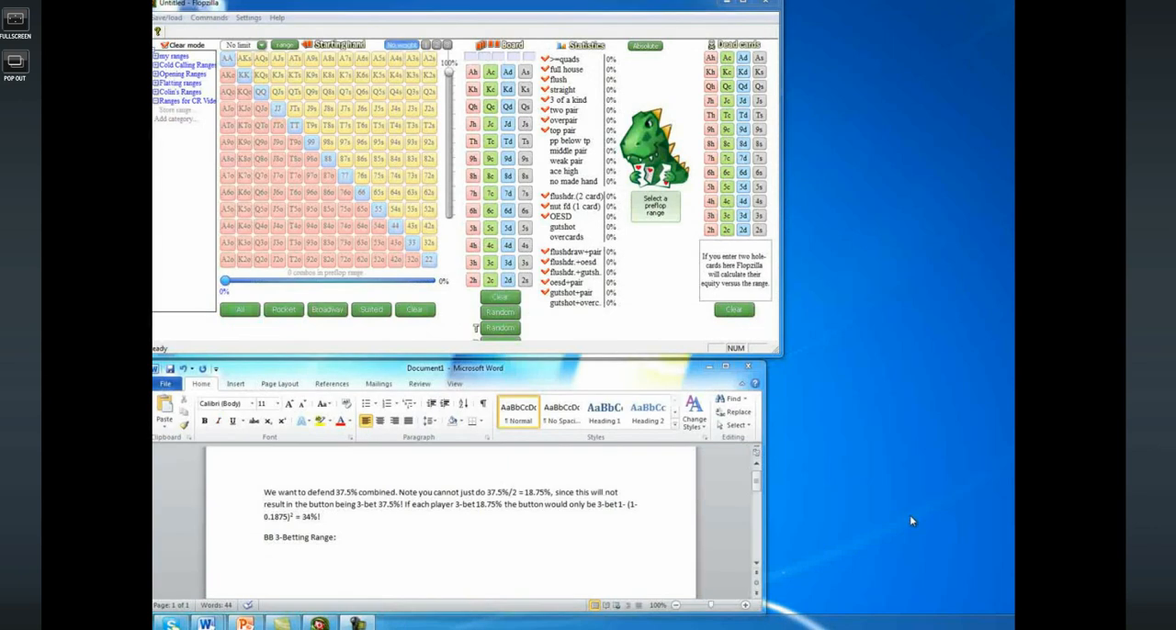One other thing I wanted to quickly touch upon, because this is more of a math lesson than an actual theory lesson, is you cannot just add the 3-betting frequency from the small blind and the big blind and think that's how often the button is getting 3-bet. So you can see a little bit of math for it right down there. You can go ahead and freeze the screen and read it if you want. But if each player was 3-betting 18.75% from the blinds, it would result in the button only getting 3-bet 34%, not 37.5%. You can't simply add them, so just be aware of that.